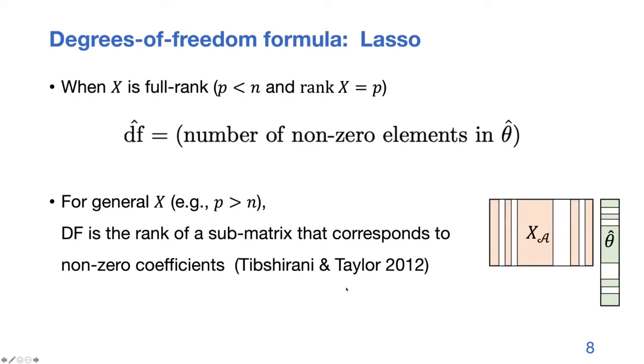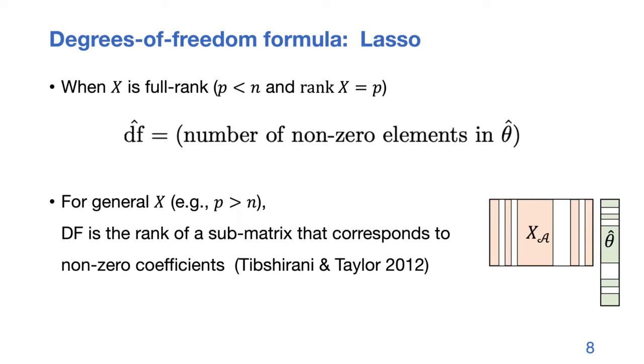Now I'm going to introduce some existing results on degrees of freedom formulas. The first one is the lasso. Let's say the design matrix is full rank, that means the rank of X is the same as the number of columns of X. In this case, the degrees of freedom of lasso is given as the number of non-zero elements in the coefficient, right?